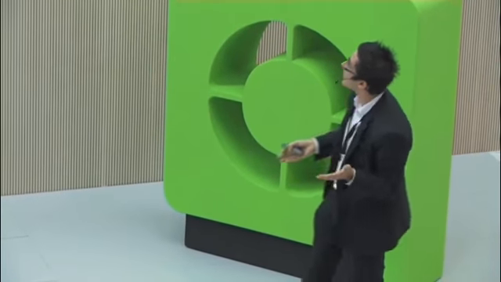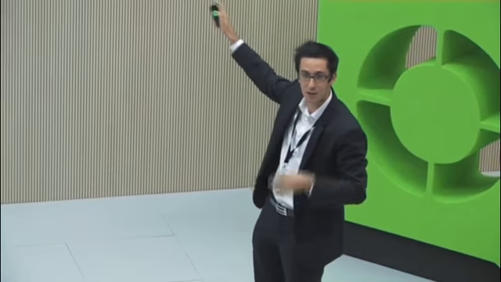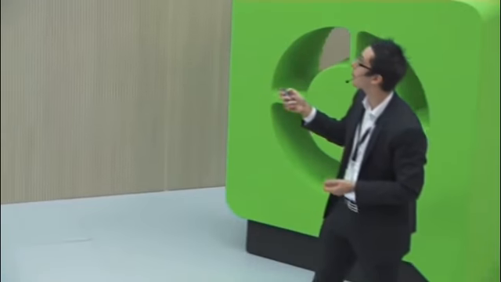You just need to install openchange, and it will install from the repository. If you install from your Zentyal server, just one trick, because it will probably fetch it from the local Zentyal repository, you just need to export the proper path. It's /opt/samba4/bin. If you don't do that and you just write the command, it would just say path not found. So just to avoid the pain of sending us an email, here's the trick: just export the PATH environment variable.